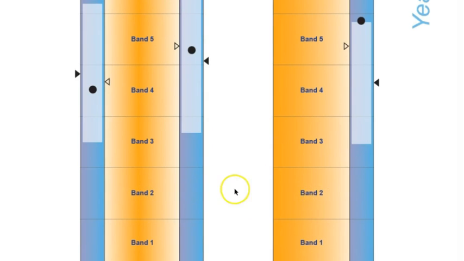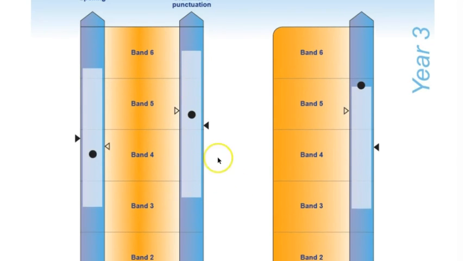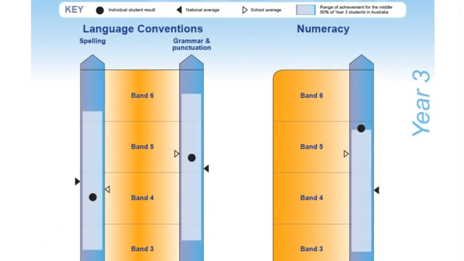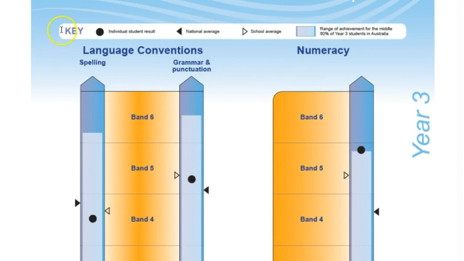The light shaded region is where 60% of the students around Australia are. The black arrow shows the national average. Some states and territories might also give school average, which is shown by white arrow. The black ball shows the child's performance. Reports for Years 5, 7 and 9 are also like Year 3. The difference, however, is in the levels of bands and national minimum standard for each year.